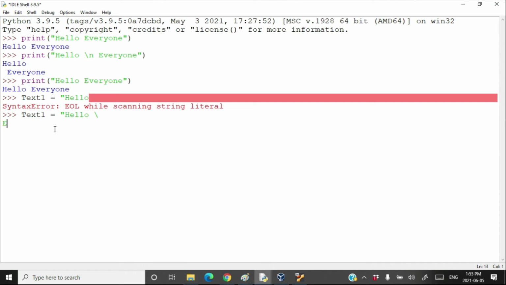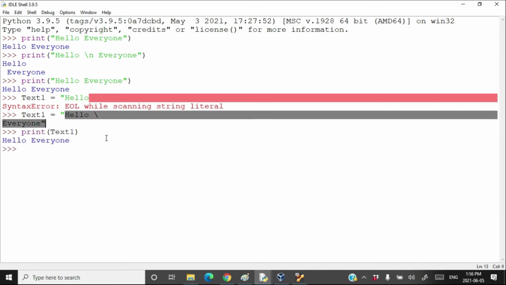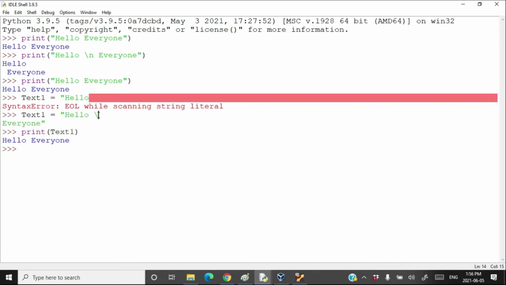So let's type everyone. Give the closing double quote. Press enter. Now type print text1. But why has this new line not been printed when I have printed text1? Because you have ignored the enter button. You have fully ignored the enter button by typing the backslash.